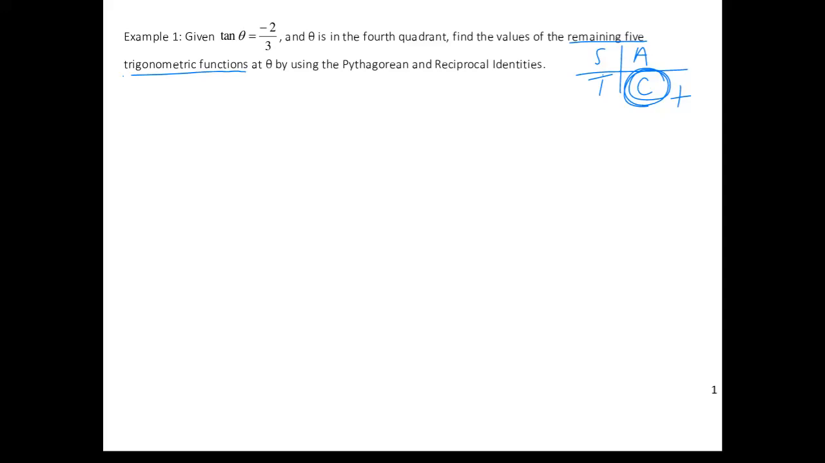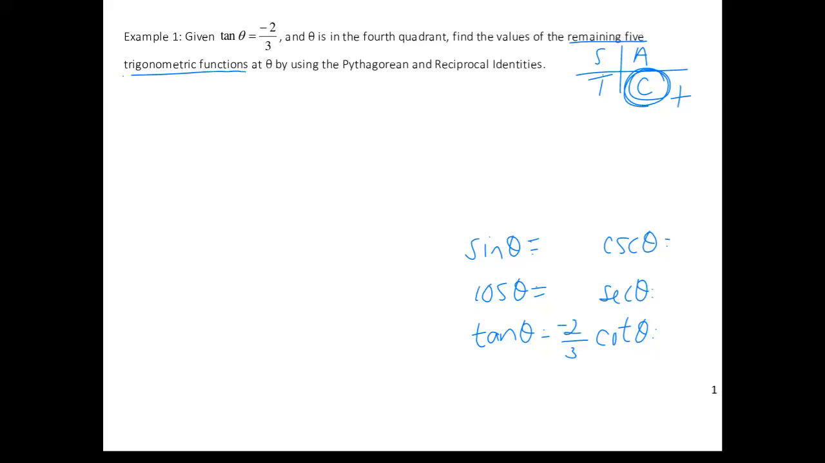So when we're all said and done, I'll jot this off to the side as well. We need sine of theta, we need cosine of theta, tangent of theta, and then the reciprocal identities. So cosecant of theta, secant of theta, and cotangent of theta. And the good news is they already gave us tangent, so I know that's -2/3. So I can fill that one in straight out the gate.